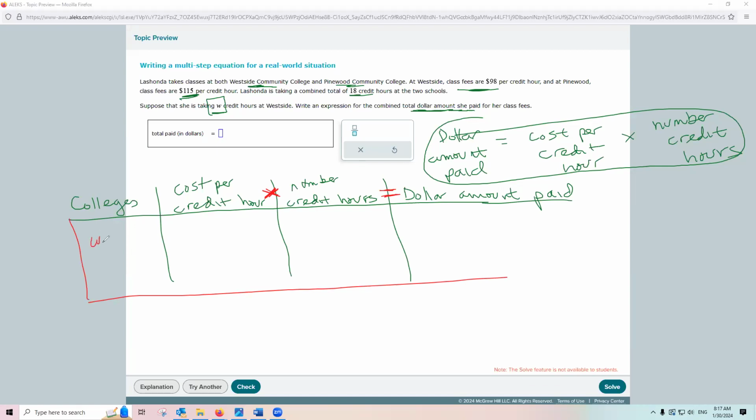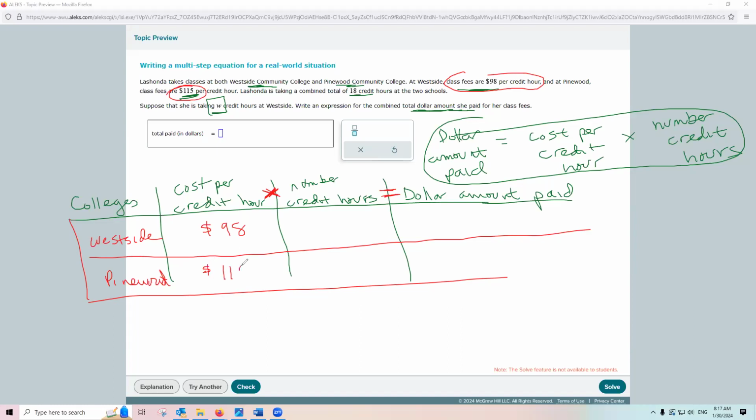There's West Side College and Pinewood. And the cost per credit hour is given to us in the problem. At West Side, it's $98 a credit hour. Let's see, at Pinewood, it's $115 a credit hour. All right, what about the number of credit hours? Well, again, we don't know that, but they did say W is the number of credit hours at West Side. So I'm going to put a W.